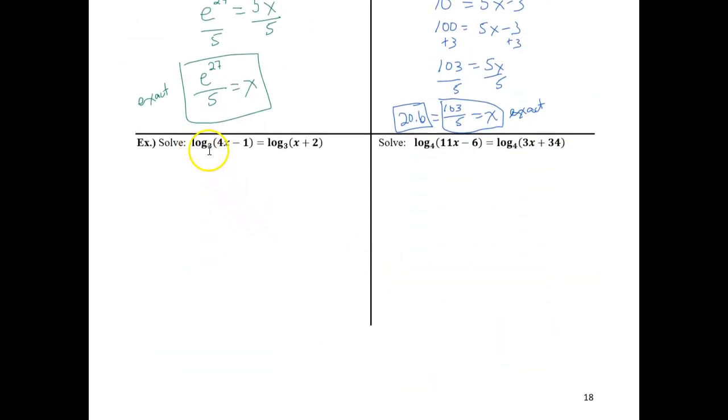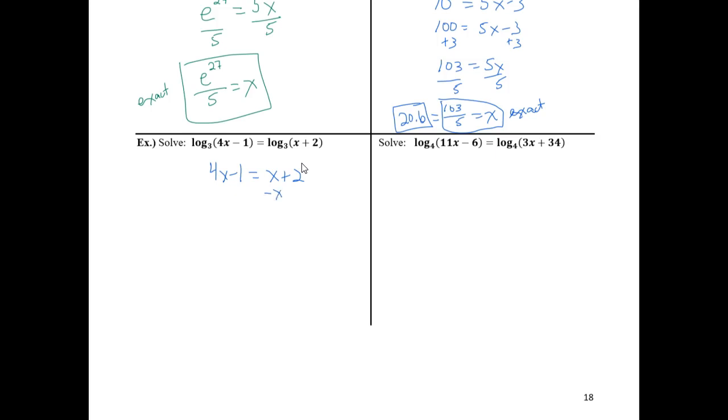So I have log base 3, log base 3. They have the same base. I can set what's inside the logs equal to each other, meaning 4x minus 1 has to equal x plus 2. And now I can solve for x.